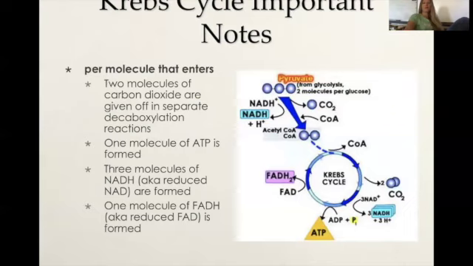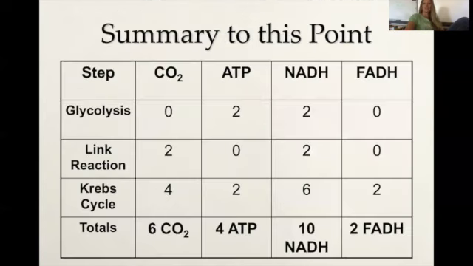So note that per molecule that enters, 2 molecules of carbon dioxide are given off, 1 molecule of ATP is formed, 3 molecules of NADH, and 1 molecule of FADH. So here we are, here's our summary with our energy. NADH and FADH are temporary energy storage molecules that are going to transfer energy from Krebs to the electron transport chain.